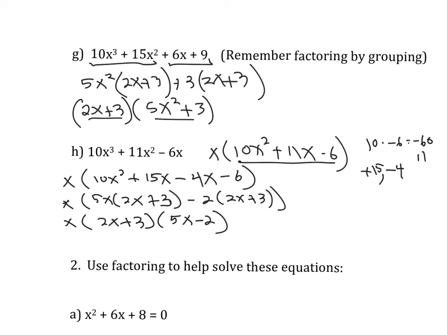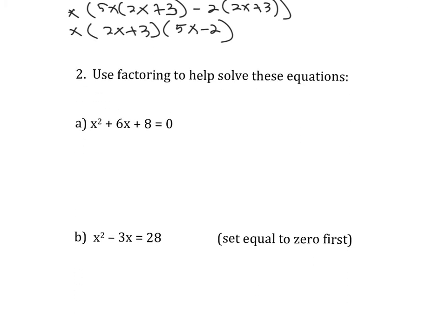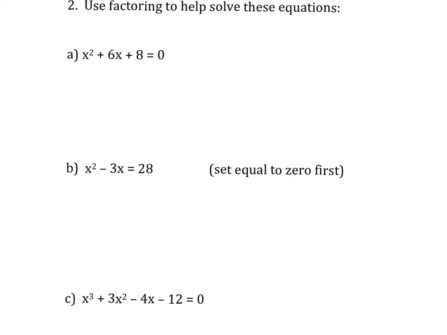Okay, fully factored. And if we had set this equal to 0, we would have had three different solutions. x is 0, x is equal to negative 3/2, x is equal to positive 2/5. That makes sense because we have a cubic, which is to say that the highest exponent in this is a 3. Okay, so let's keep going here, and we're going to use factoring to help solve these equations.